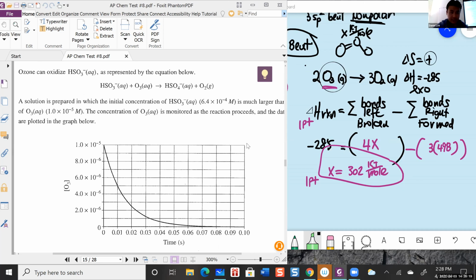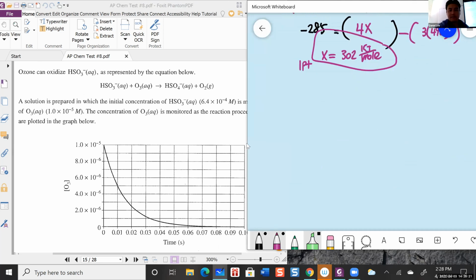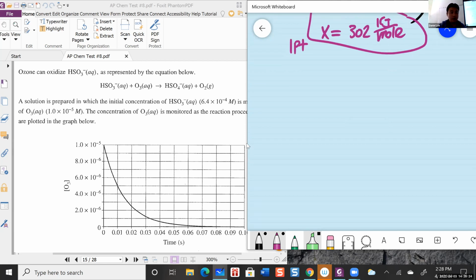So we continue here. This is now something a little bit different. Now it's saying that ozone can react with HSO3 minus. First thing that pops to mind, if you look at this HSO3 minus, it can donate a proton as an acid. It can also accept a proton as a base. But that's nothing to do with acid and base. We're already done with acid and base.